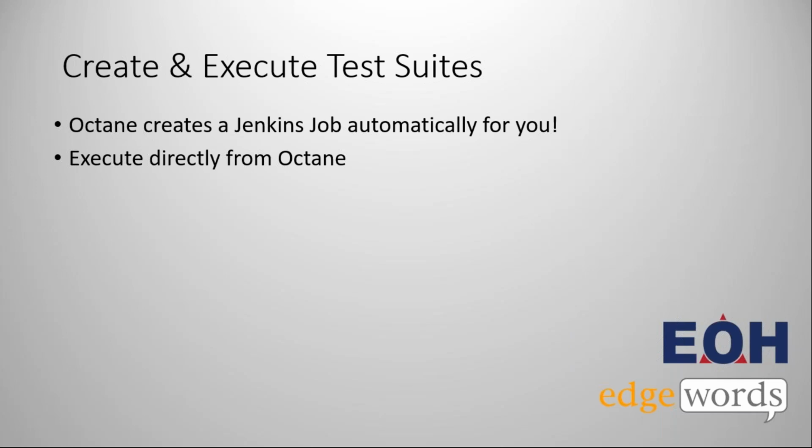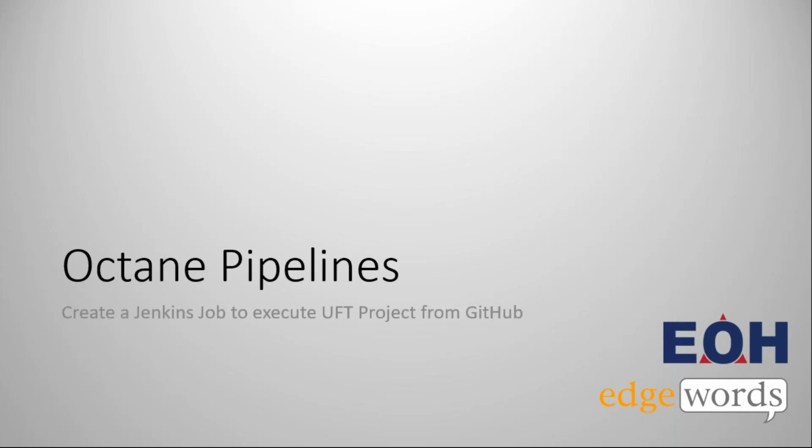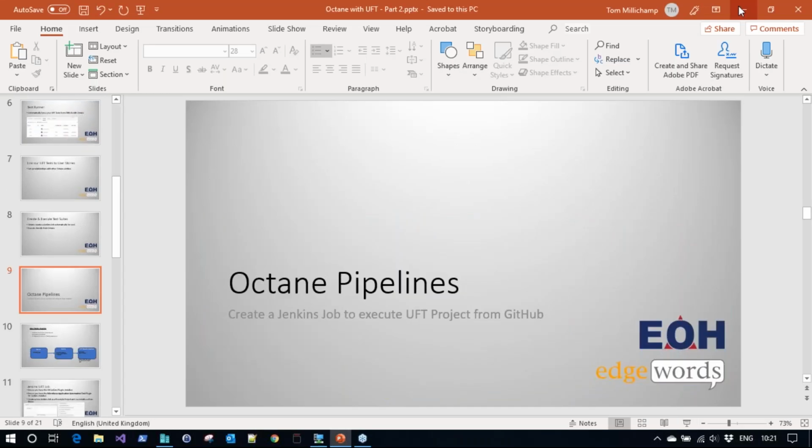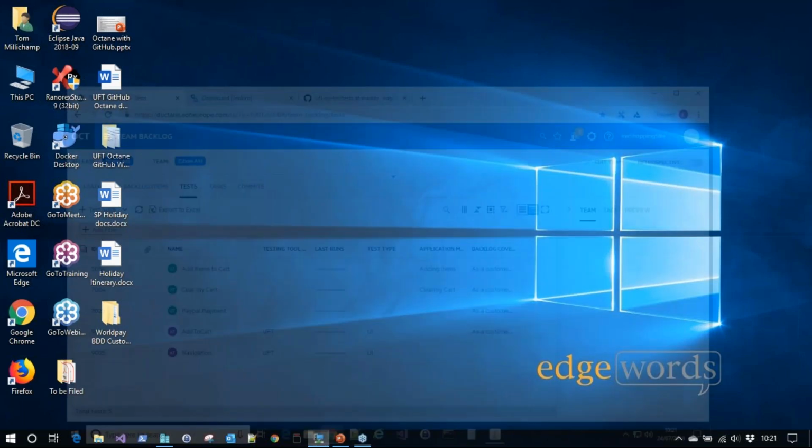We can grab some UFT tests, put them in a test suite and execute them directly from Octane. But what's actually happening behind the scenes is that Octane is creating a Jenkins job automatically for you. So it's dynamically creating a Jenkins job that will go and pull those tests from GitHub in this case, and then execute them and then pass the results back to Octane. So it's doing all the work for you in the background. So let's have a look at that in action.